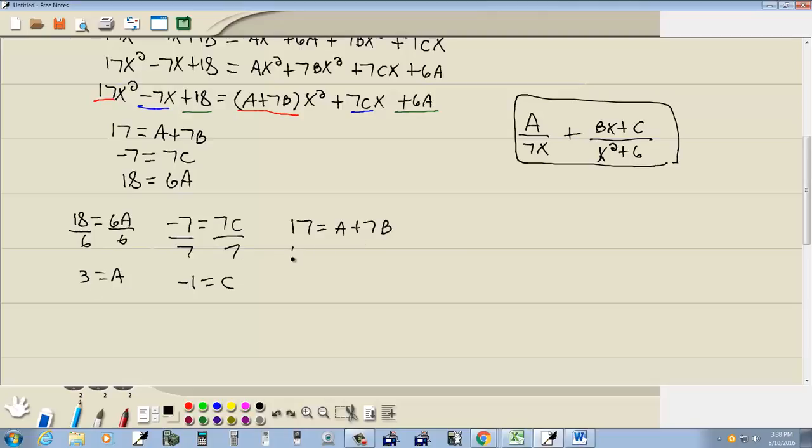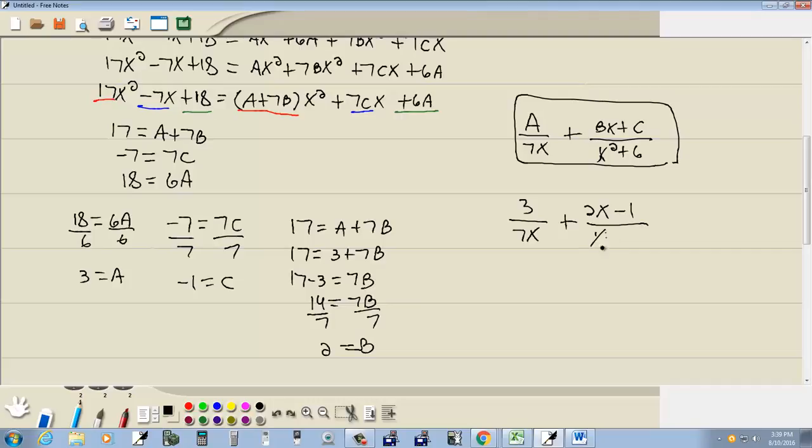Now our last equation, a little bit harder, but we know what a is. We said a is 3, so I can put 3 in for the a. Take the 3 over, we got 17 minus 3 is equal to 7b. That gives us 14 is equal to 7b, and divide both sides by 7. And we got b is equal to 2. So this becomes a, which is 3, over 7x, plus bx, that'd be 2x, c was negative 1, so 2x minus 1, over x squared plus 6. And that would be our answer.